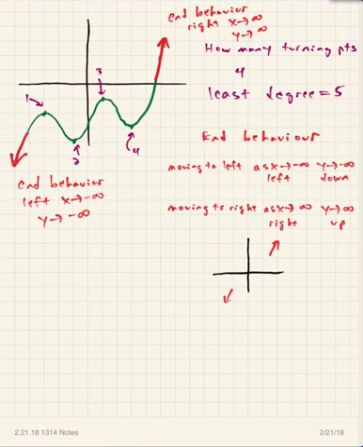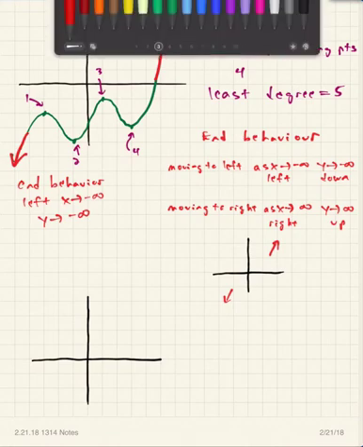All right, so let's look at another function. Let's talk about the end behavior for the function. So let's say that this is our graph. Let's see, I was putting it in green, so I'll continue to put this in green here.